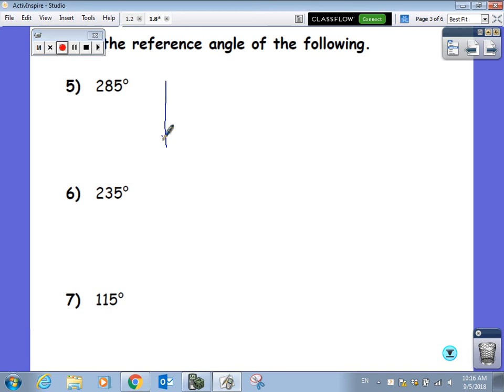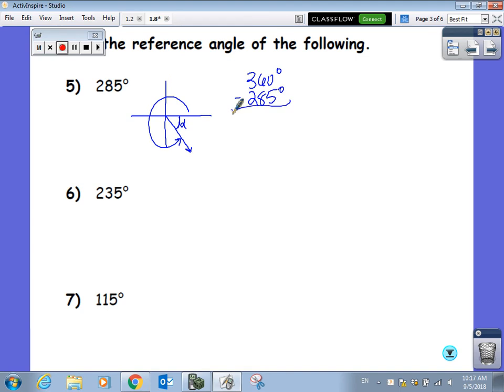So I'm going to show a little bit of work. It's not necessary to show work, but 285. So this is 0, 90, 180, 270. So 285, there's your 285 angle. We are looking for the reference angle. So there's our reference angle right there. If you know how far it is from 285 up to 360 in your head, terrific. If not, you do 360 minus 285.